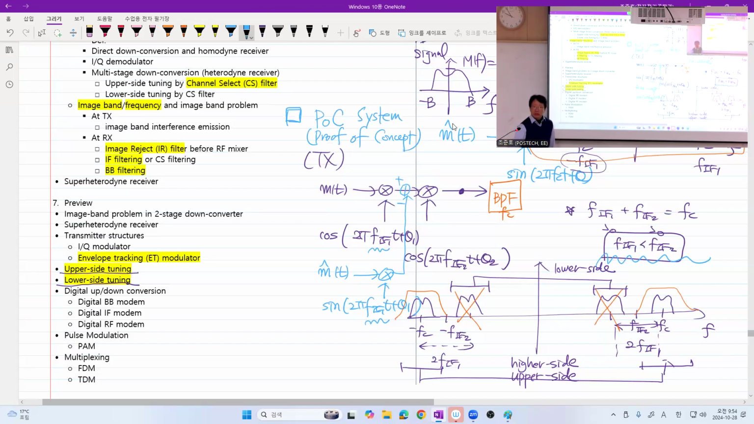Currently, many researchers not only propose new concepts and ideas, they also build systems which may not be used as commercial operation, but prove the concept really works. In that case, it's called a POC system, a proof of concept system. When we built a proof of concept system long ago, we had to use lower side tuning. And you will see something interesting when we use lower side tuning.